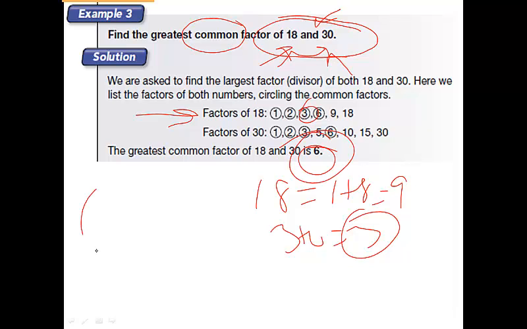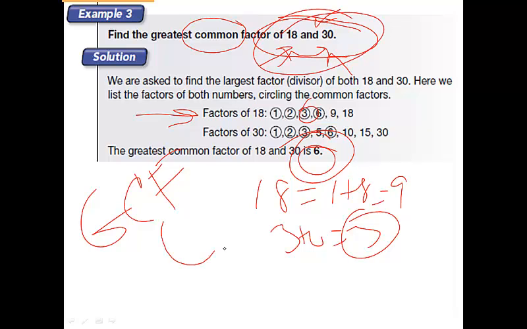Our greatest common factor for 18 and 30 is 6.